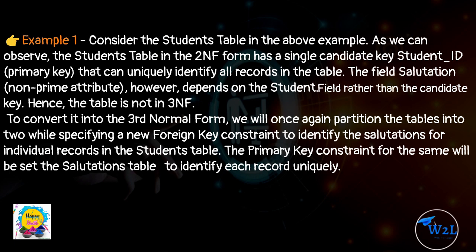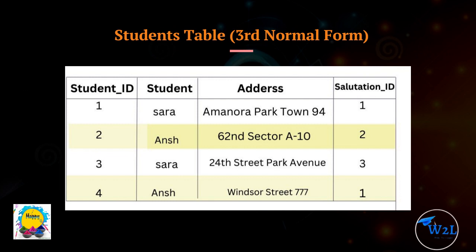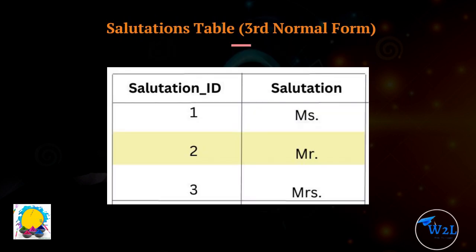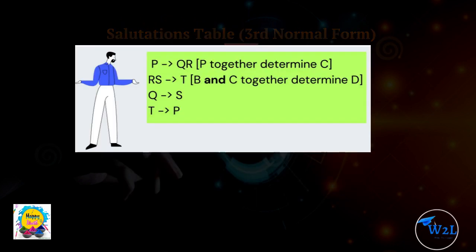To convert it into the third normal form, we will once again partition the table into two while specifying a new foreign key constraint to identify the salutations for individual records in the students table. The primary key constraint for the same will be set on the salutations table to identify each record uniquely. Students table, third normal form. Books table, third normal form. Salutations table, third normal form.